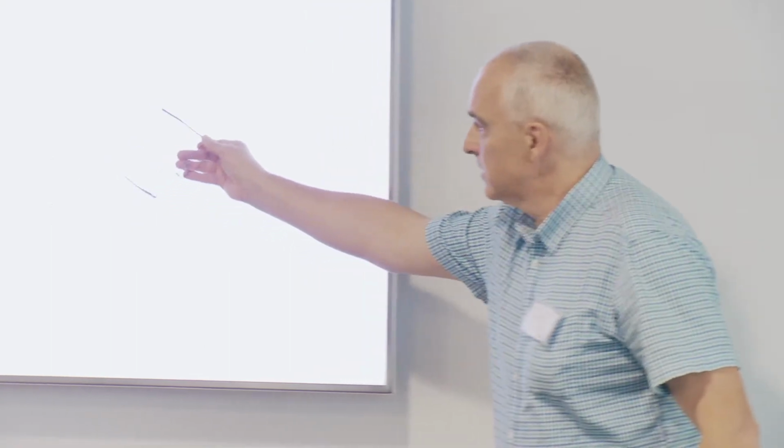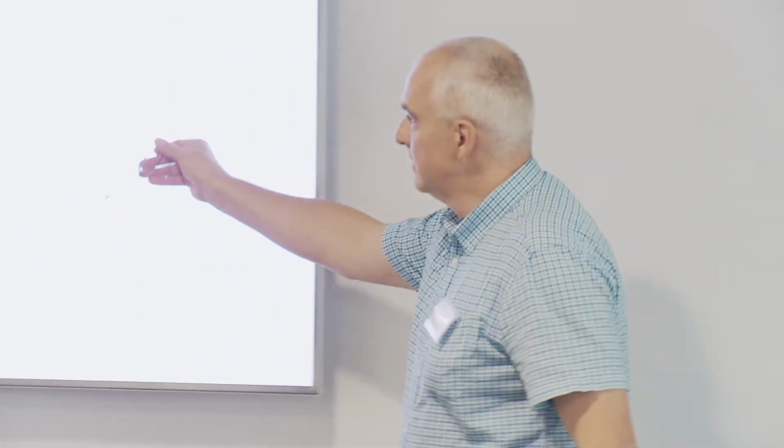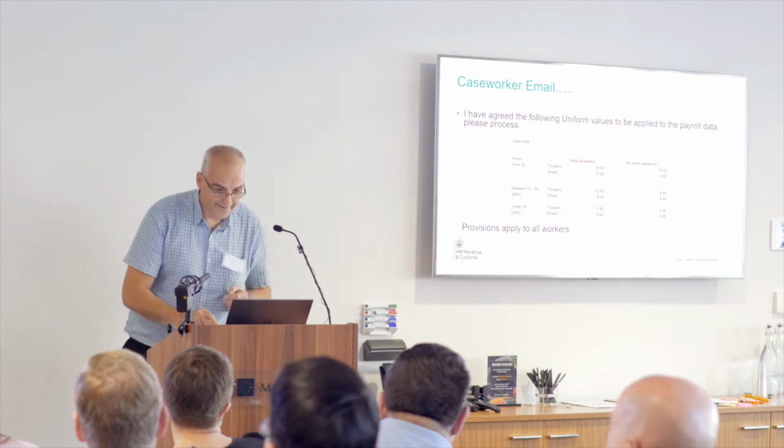This 6-month allowance. So what helpfully the caseworker has agreed is that every 6 months you'll get a top up. You've gone through your trousers within 6 months, you need another pair. Your shoes, they're running out, we'll get you another pair of shoes as well. The values are less, and again, this is all agreed by hours, by type of worker. Okay? Everyone with me so far? Good. I'm not. With me.